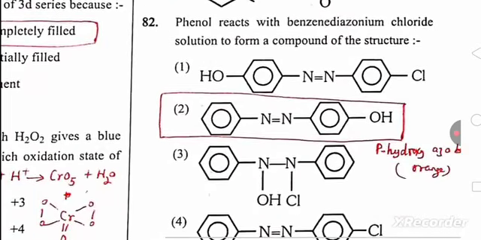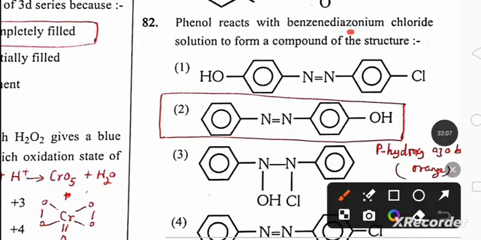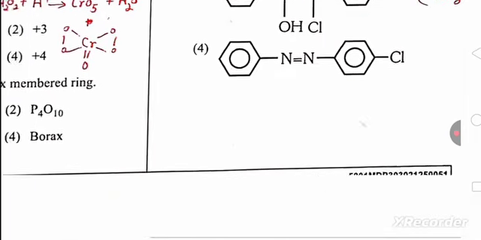Next reaction also very easy. When phenol reacts with benzene diazonium chloride, you will get this compound, para-hydroxyazobenzene, which gives orange color dye. Let us move to the next question.